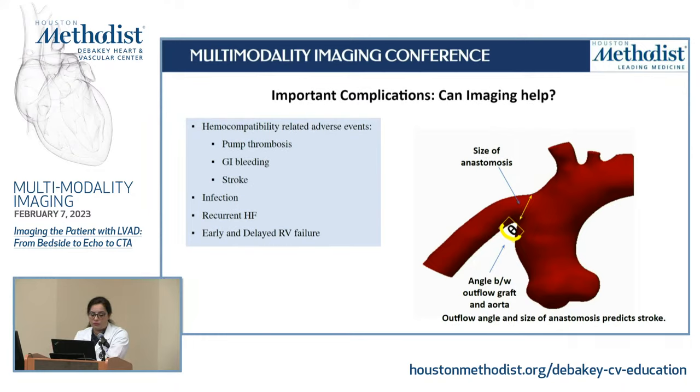So that will help us with risk prediction. Infection: we have seen some very gruesome images from Dr. Chang, and infections are real. Again, these patients will not look septic. They have this amazing reserve. When they start decompensating from sepsis is when the sepsis is overwhelming. Now the cytokines have gone to the extreme, and then you see it really. Other things, imaging, of course, like recurrent heart failure admissions, and as I mentioned earlier, early and delayed RV failure.